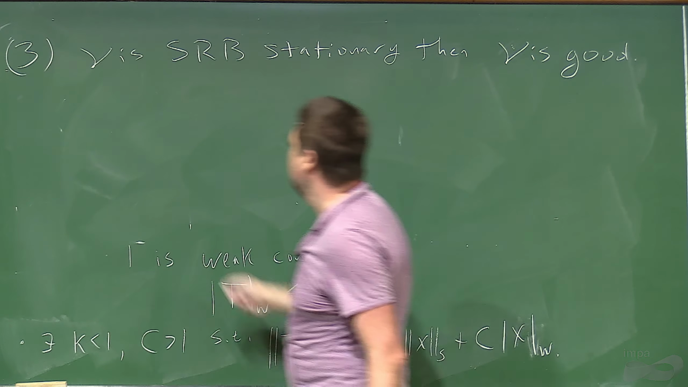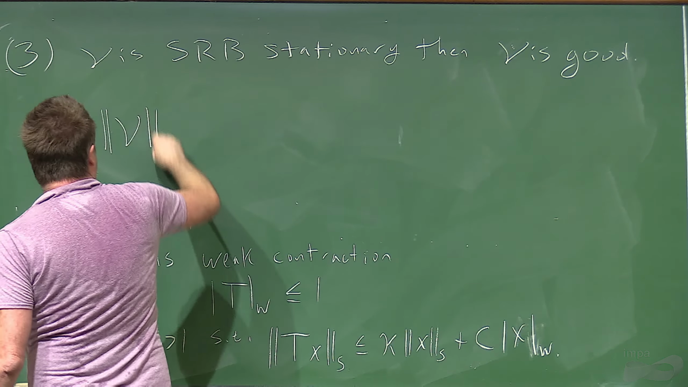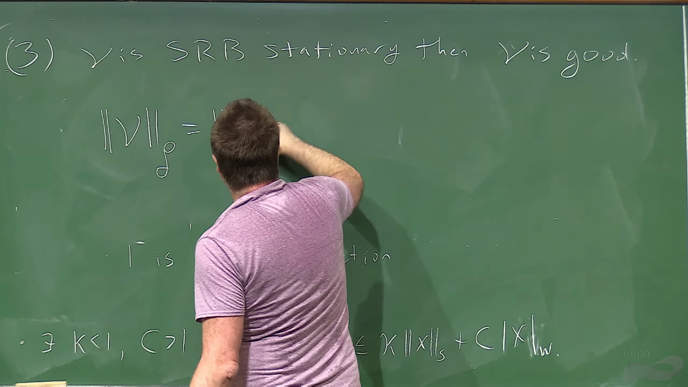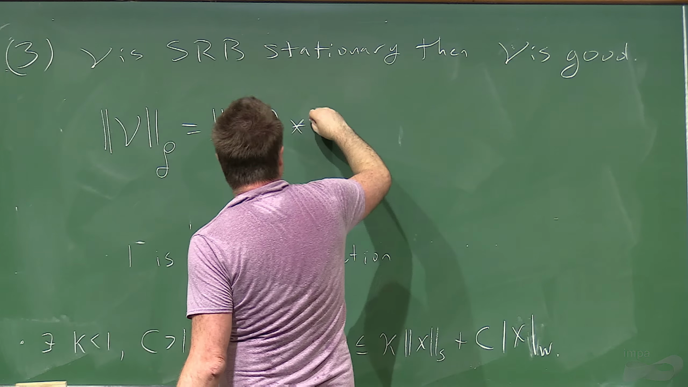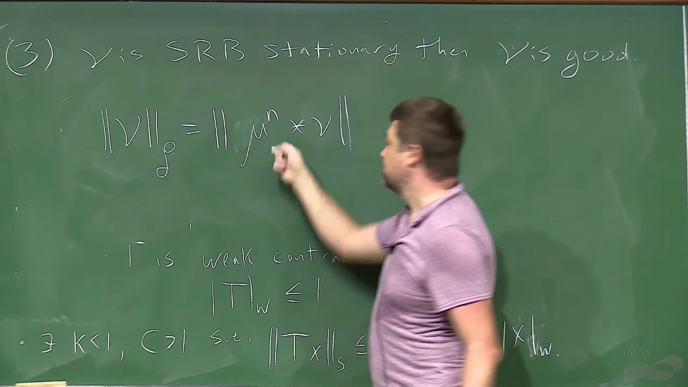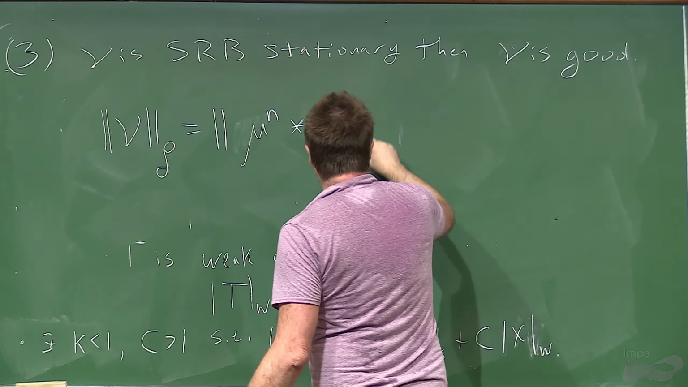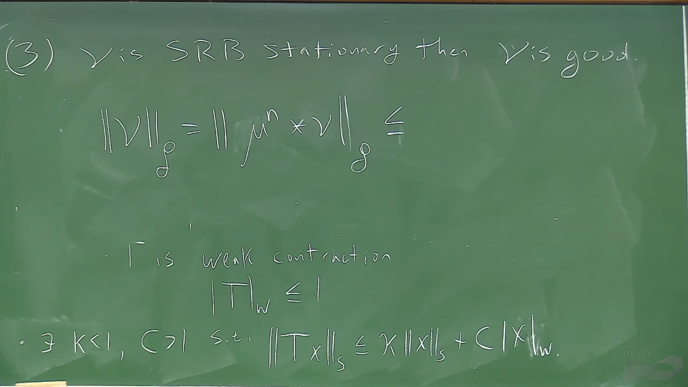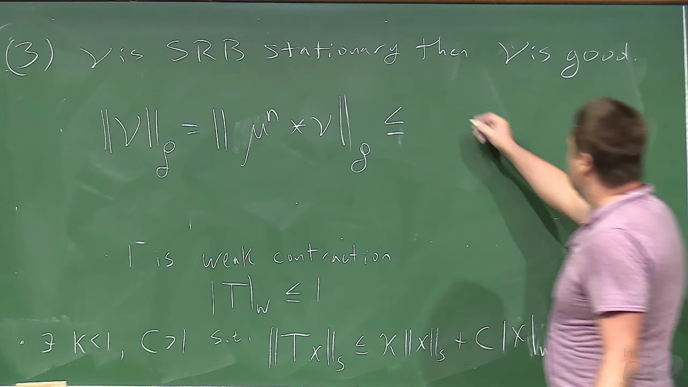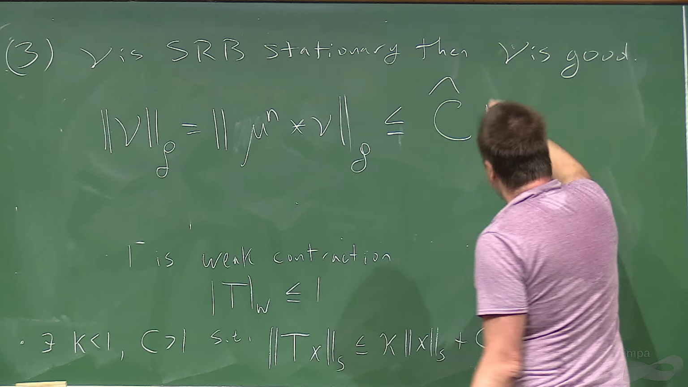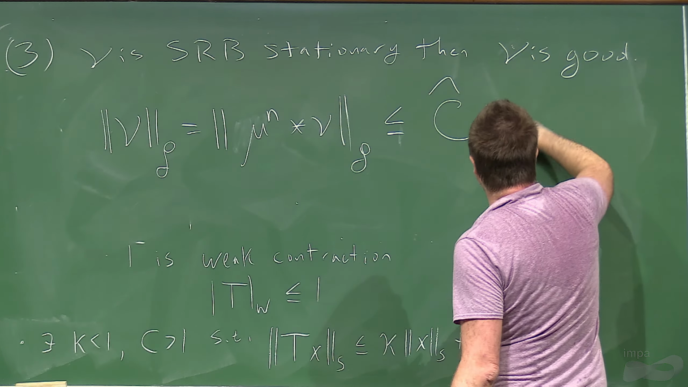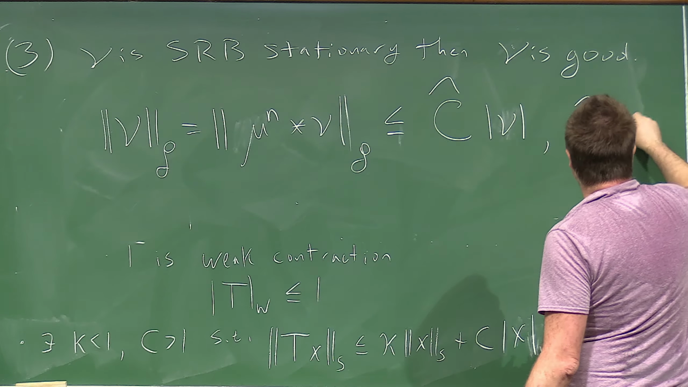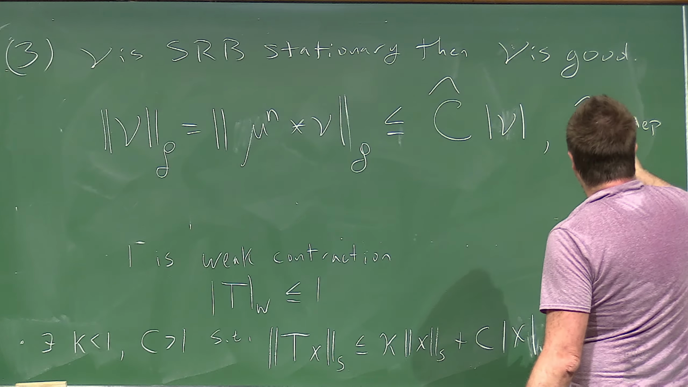And so you put this together, the rho norm of nu, because it's stationary, is the rho norm of mu to the n convolved with nu. Right, that's what it means to be stationary, that's the same measure in the rho norm. And this thing, as long as n is sufficiently large, it's uniformly bounded. And this is bounded by some c hat, maybe times the total variation of nu, but the total variation was 1. And the point here is that the c hat is independent of rho.